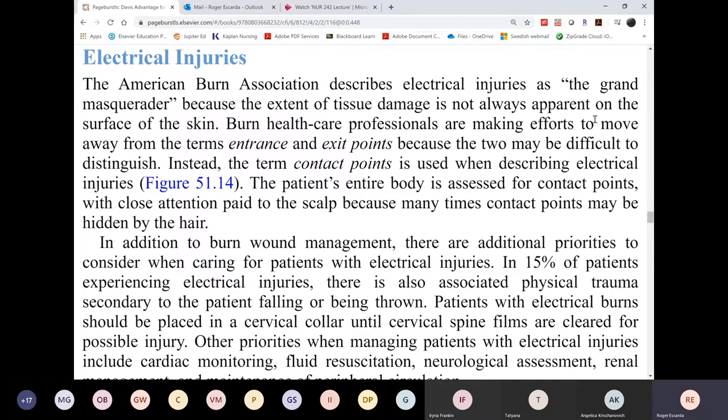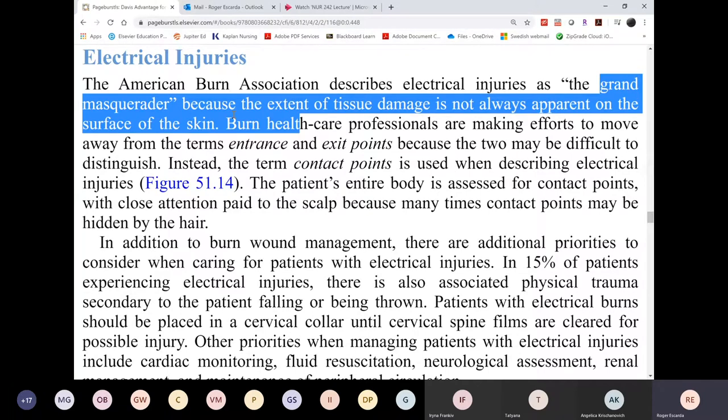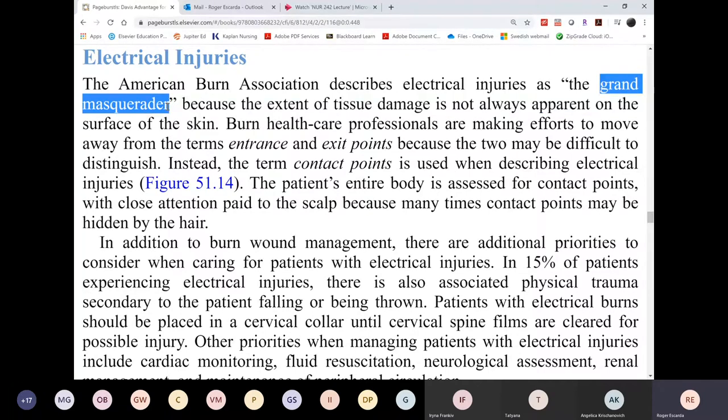As I mentioned earlier, it's a great masquerader, because again, it's like an iceberg. The concept of an iceberg: when you see an iceberg, you're only seeing the tip of it. Ninety percent or more of the mass of the iceberg is underwater. The same thing applies in electrical injuries. The wounds you see, which are the entrance and exit points, are only the tip of the iceberg. So most of your injury is internal.